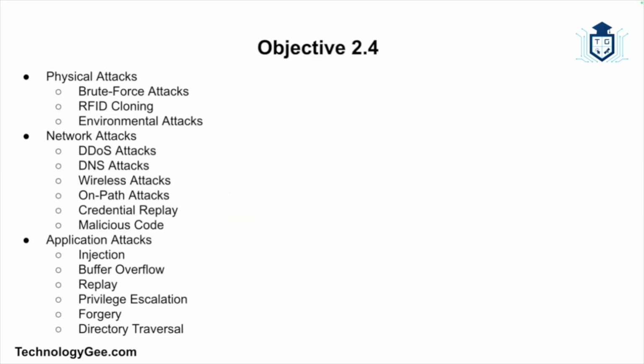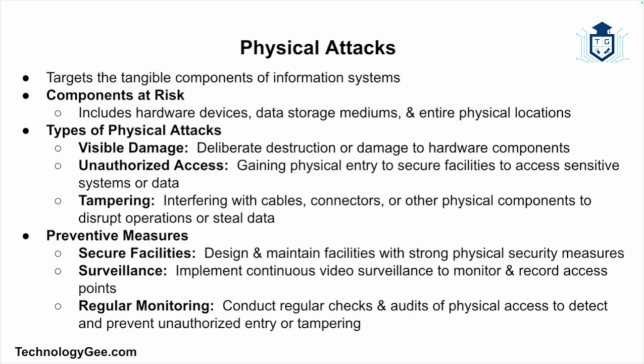In this video, you are going to learn about various physical attacks, network attacks, and application attacks. So let's talk about physical attacks. Physical attacks focus on the tangible components of information systems, including hardware devices, data storage mediums, or entire physical locations. These attacks might manifest through visible damage to hardware, unauthorized physical access to secure facilities, or tampering with cables and connectors.